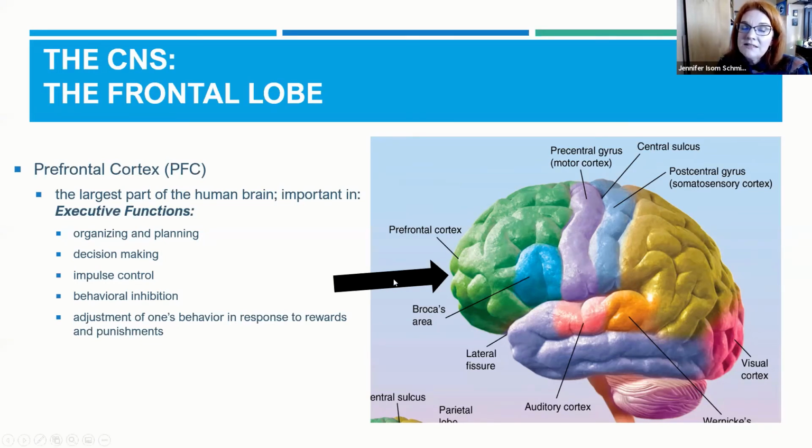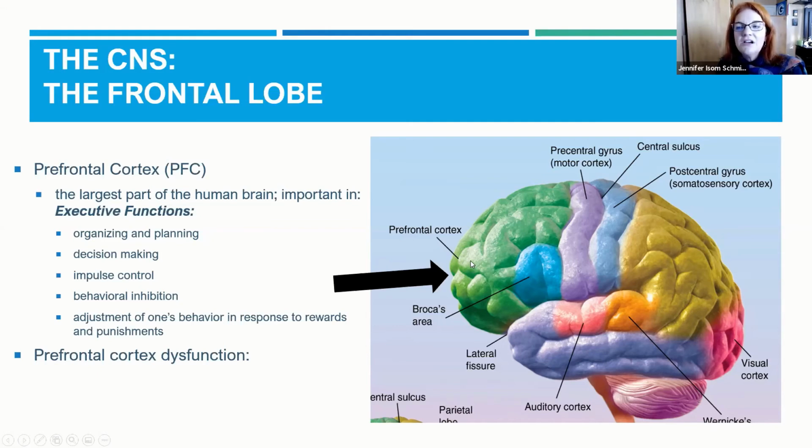Also, it remembers positive or pleasant consequences too. It is what allows you to remember what happened last time so that you can adjust your behavior this time. So the prefrontal cortex is hugely important. And when you have dysfunction in the prefrontal cortex, then you see a breakdown in these executive functions.